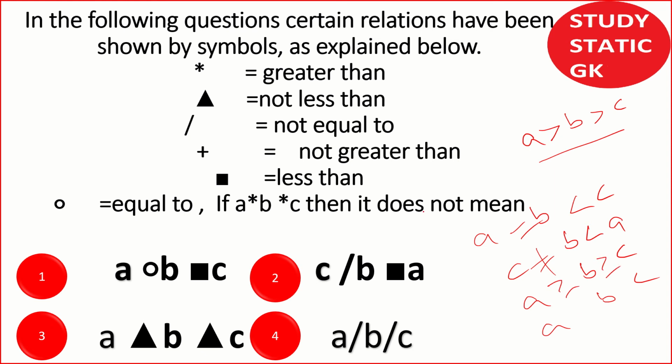Here also you see, he is asking what it does not mean. So here A greater than B greater than C is definitely saying that A not equal to B not equal to C. This is a possible case, right?